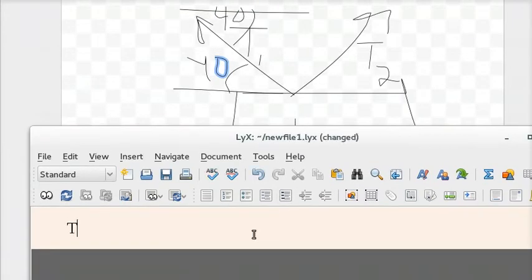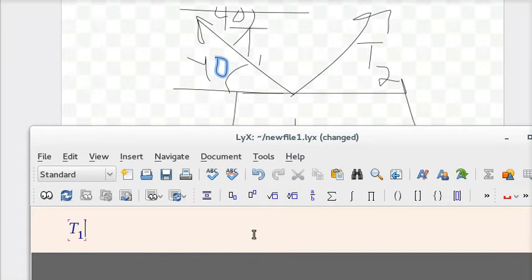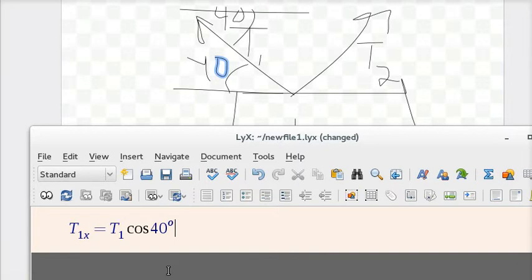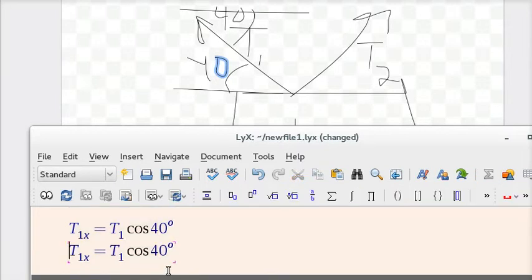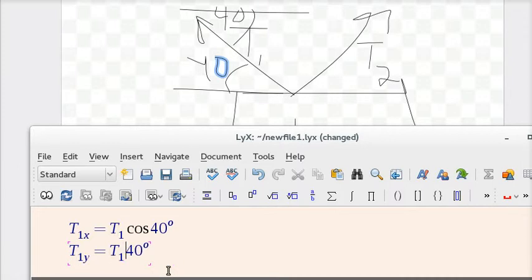the x part of T1 is T1, well, both of them are going to be sine or cosine. The x part is the adjacent, so cosine. T1 cosine of the angle, 40 degrees. And then the y will be sine of 40.